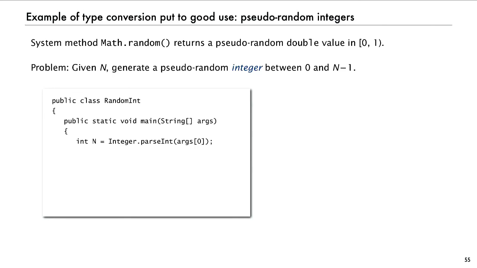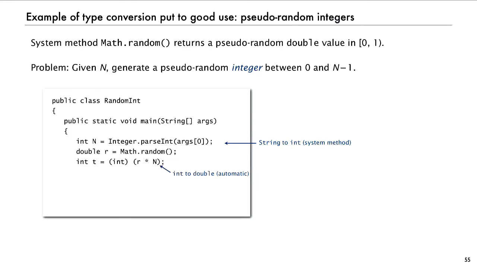So what we're going to do is take the value n from the command line. Again, string to int system method. Then we're going to get our random double value, a number between 0 and 1, but less than 1. And then what we do is multiply r times n. That's going to give a result that's between 0 and n, but less than n. And then we're going to say, okay, now you can truncate that. First the n gets converted to double to do the r times n. And then there's the cast to truncate once that's done, and the result is an integer value between 0 and n minus 1 that we just print out.